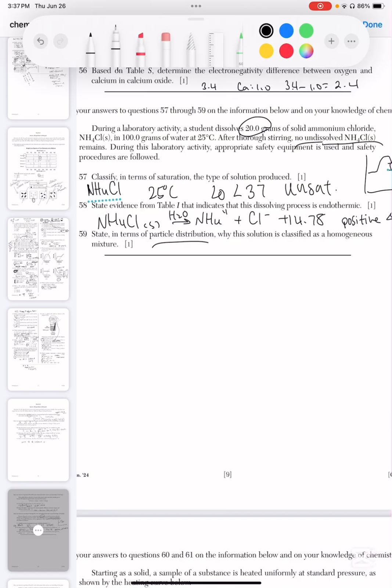State in terms of particle distribution why the solution is classified as a homogeneous mixture. Particle distribution, why it's homogeneous. Particles are evenly distributed. That's what makes a mixture a homogeneous mixture. The fact that the particles are evenly dispersed throughout, that is what makes a mixture homogeneous. Like, if it were uneven, that would be heterogeneous. So, yeah.